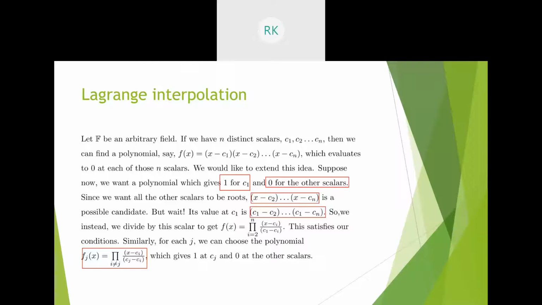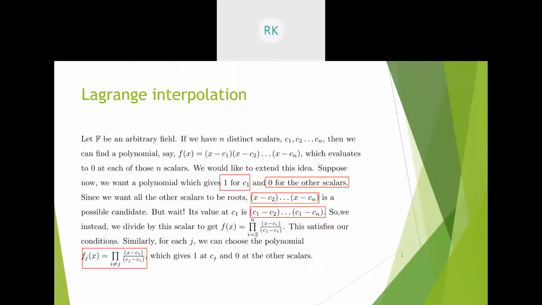Exactly. So multiply fj by beta j, and then you will get beta j at Cj and 0 at the other scalars. So now think of the even more general situation. Suppose I want beta 1 at C1 and beta 2 at C2 and so on up to beta n at Cn. So in terms of these beta j's and these fj's, what polynomial can you consider?